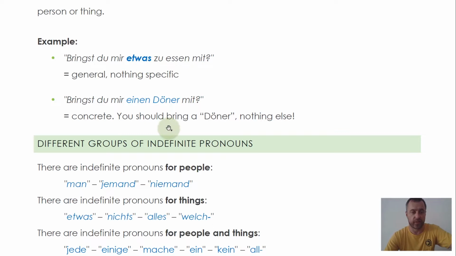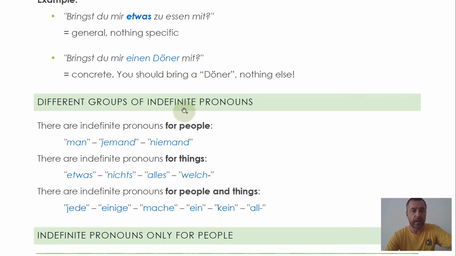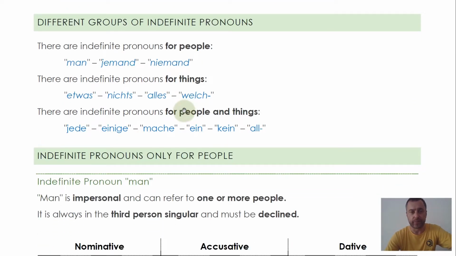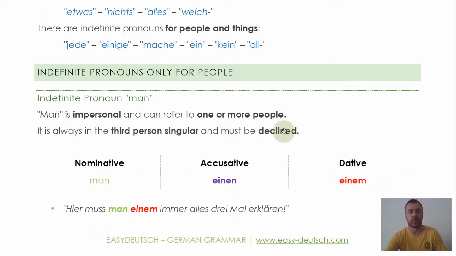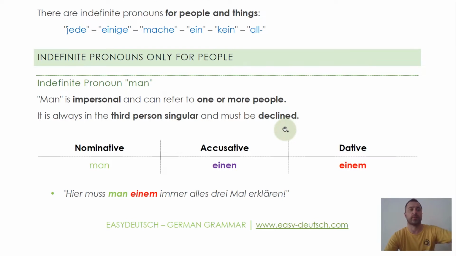That's what etwas means. And we have actually three different groups of indefinite pronouns. There are indefinite pronouns that work only for people. There are indefinite pronouns that work only for things. And there are indefinite pronouns that work for people and things. So let's have a look first at the indefinite pronouns that work for people only.